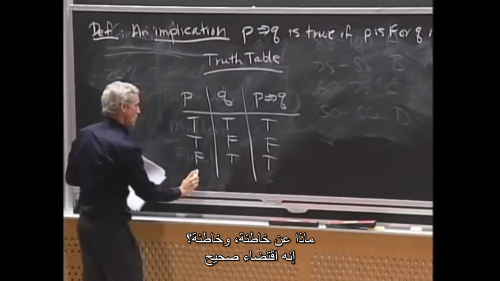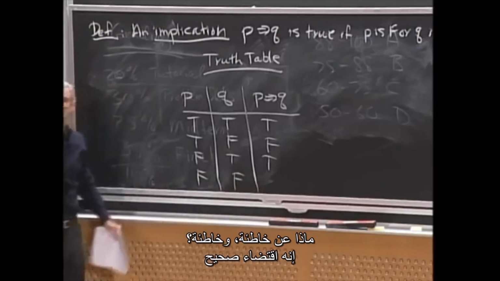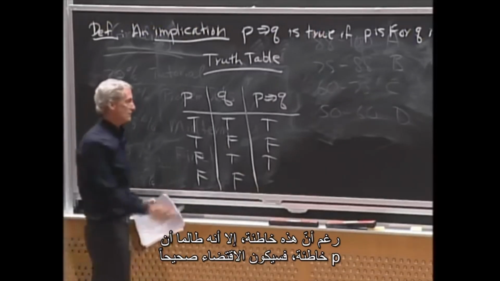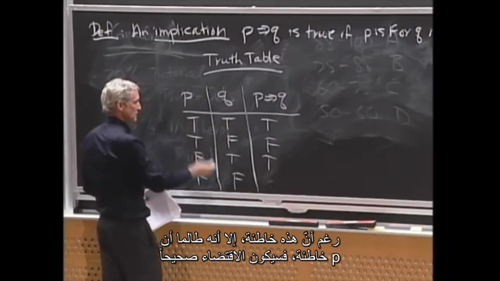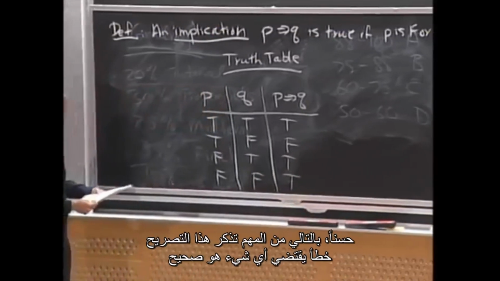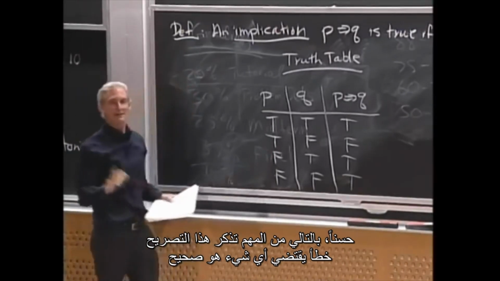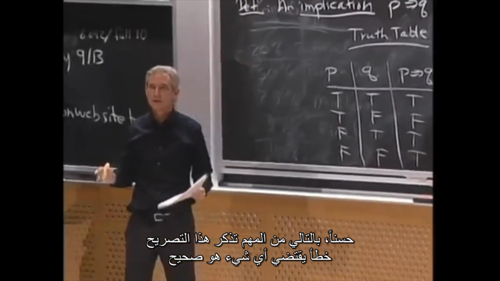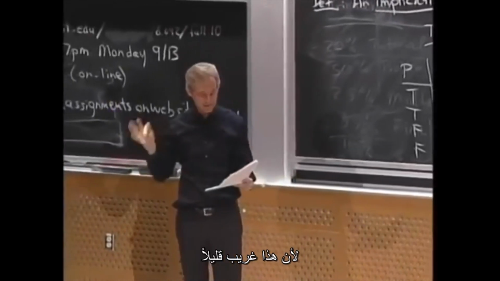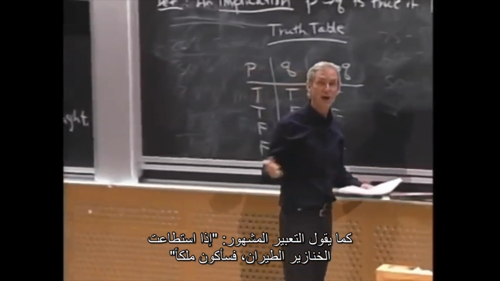True. What about false and false? Is true. Even though this is false, as long as P is false, P implies Q is true. All right? So this is important to remember. False implies anything is true, which is a little strange.